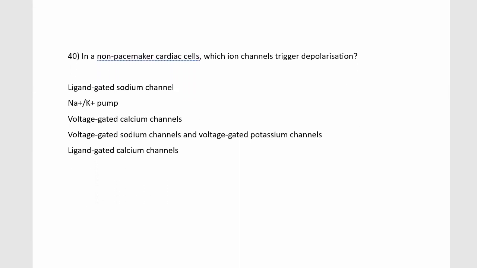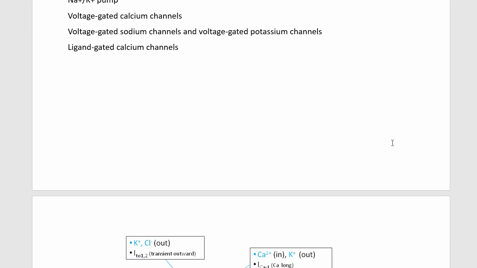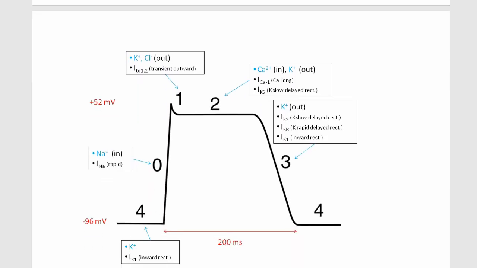Okay, in a non-pacemaker cardiac cell, which ion channels trigger depolarization? Is that ligand-gated sodium channel, sodium-potassium pump, voltage-gated calcium channels, voltage-gated sodium channels and voltage-gated potassium channels, or ligand-gated calcium channels? So in terms of cardiology, this is the other horrible diagram that you will need to become intimately familiar with. And it starts at phase 0 rather than 1, just to be annoying.